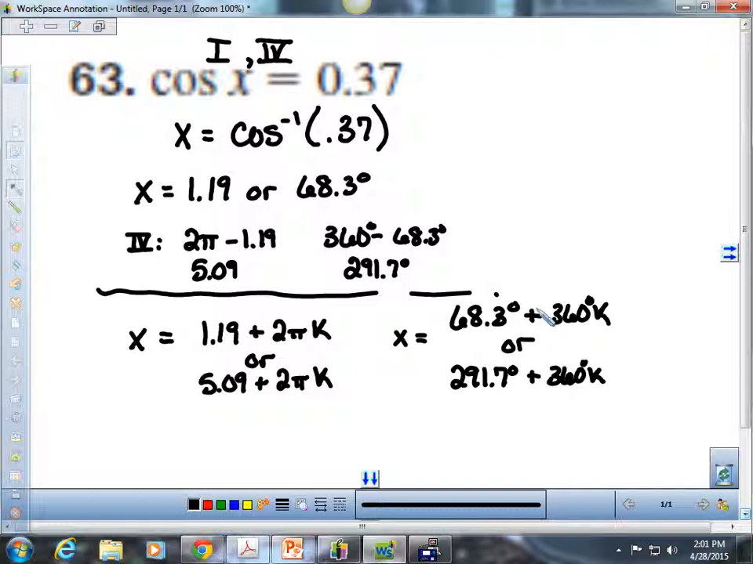But now they want every single answer that would possibly work, so we've got to add all of our coterminal angles as well. All right, with 63, good there? Dawson, did you find it finally? Yeah.